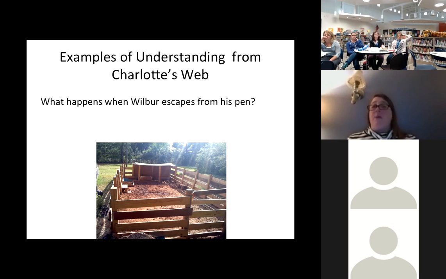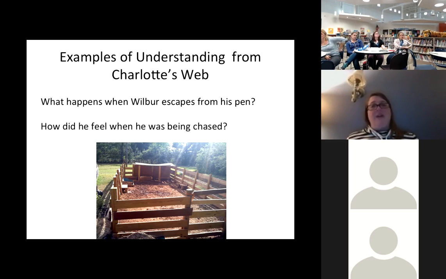But what happens when Wilbur escapes from his pen would be an understanding type question. And so what happens is he doesn't know what to do. So he runs and he plays, and then he gets caught. How did he feel when he was being chased? Imagine how he might have felt, and what are some feeling words that we might use? Scared. That's exactly how he felt when Lurvy, I think, is the farmhand, was chasing him. He felt scared. But then he got lured in by some food.